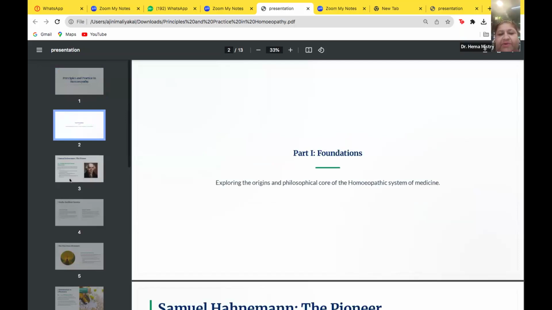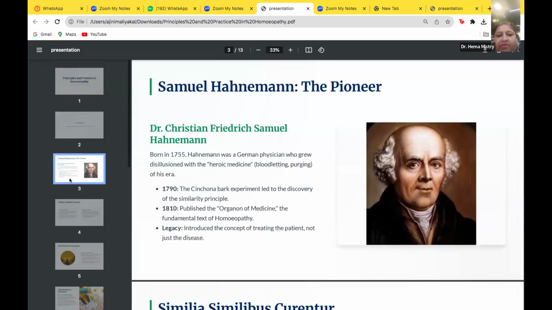So, exploring the origins and philosophical core: how homeopathy came into discovery and who founded it. It was not that it was not present. It had been discovered earlier, but it came in a way through Dr. Samuel Hahnemann, where he tried to experiment on himself, and that is how he is known as the founder of homeopathy. And all these principles he has published in his book called Organon of Medicine, with the comments below.